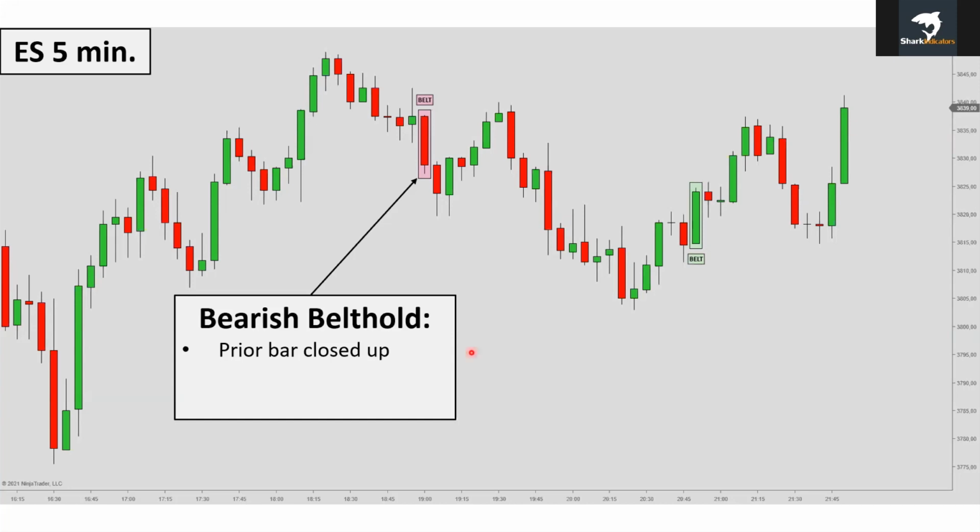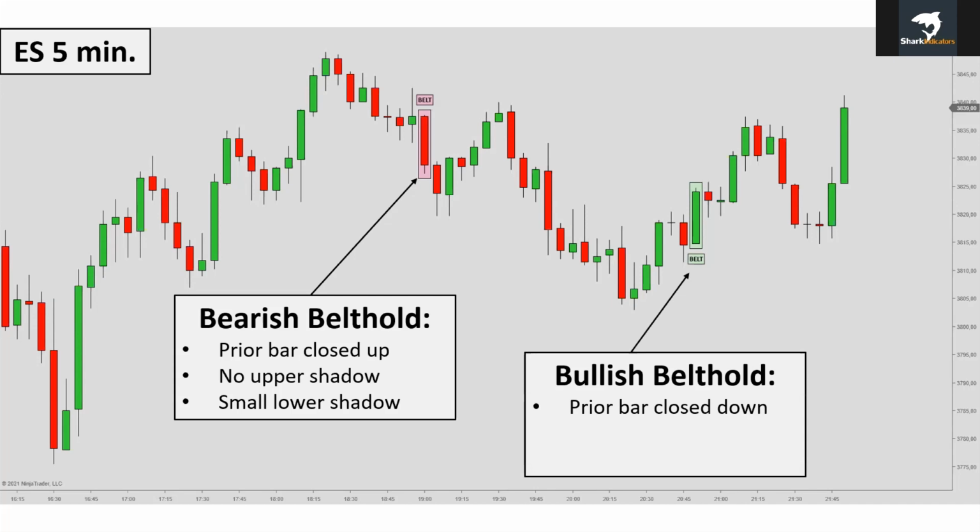An important additional requirement for the bearish is that the prior bar is an up close. So this bearish pattern rejects this prior bar close. And as you see here, there's no upper shadow, and the lower wick is fairly small. For the bullish belt hold, the prior bar was closing down, and then there's no lower shadow here and only a very small upper shadow. So that's the basics of this pattern.